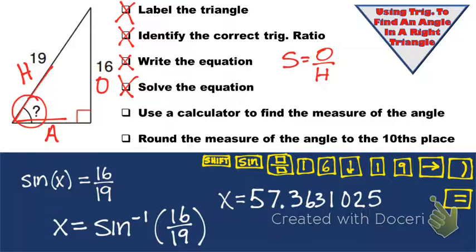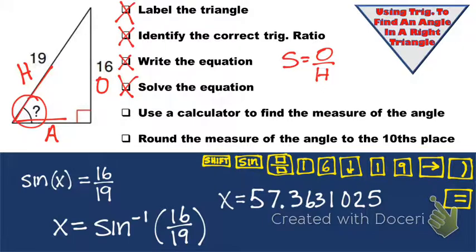Now we need to use our calculator to find the measure of the angle, and in yellow you can see all of the keys that you need to press to put the equation x equals the inverse sine of 16 over 19 into your calculator. You hit shift and then sine. That will put the inverse sine on the screen. Then you hit the fraction button.